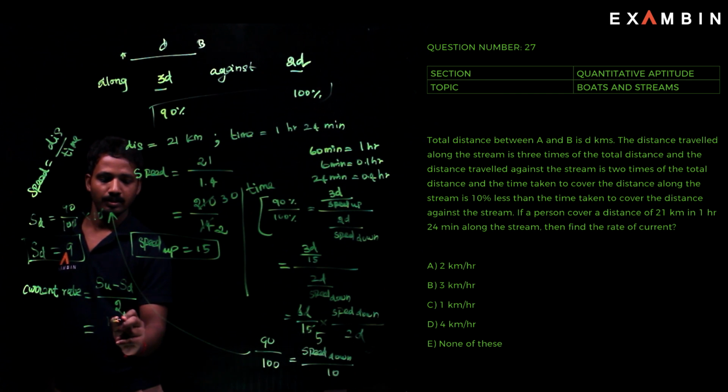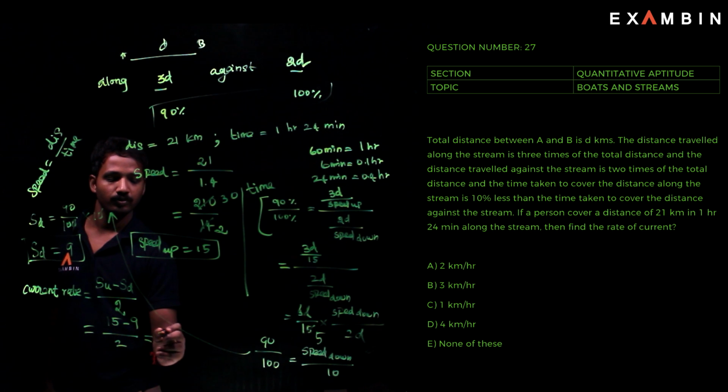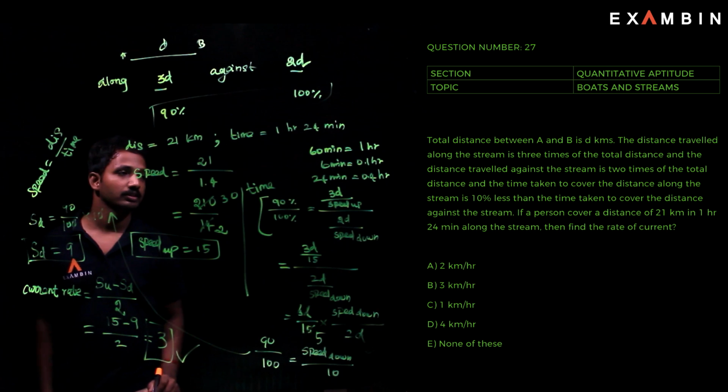15 minus 9 divided by 2 is equal to 6 by 2, 3. So the current rate is 3. 3 is the right answer.